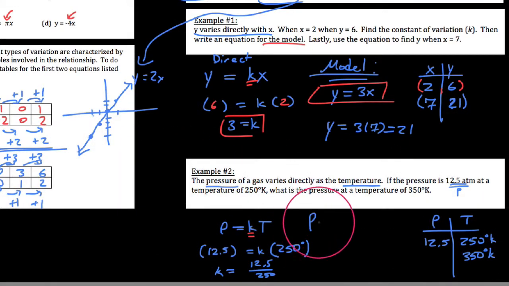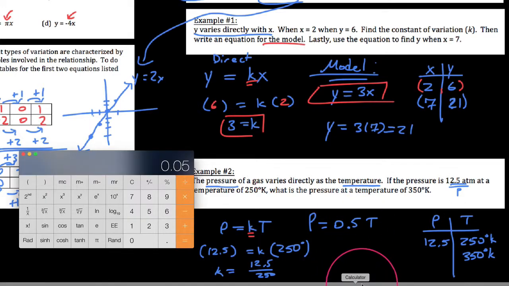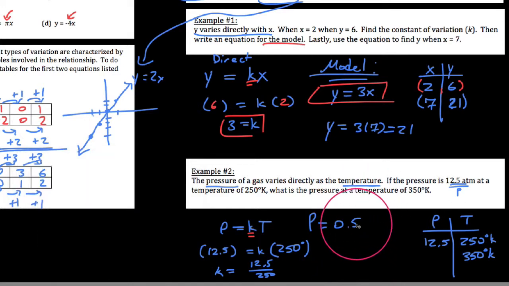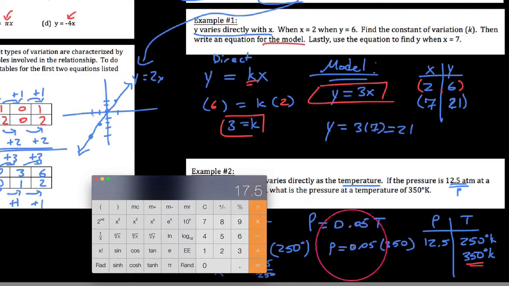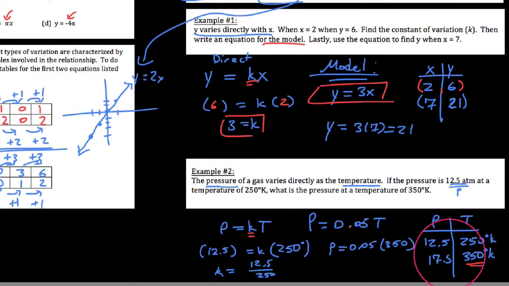So our model here is that the pressure is 0.05 times the temperature. I said 0.5 at first, but we got 0.05, so I need to fix that. Now all we need to do is say, now that I know the temperature is 350, what's the pressure going to be? Pressure would be equal to our constant of variation, 0.05, times the temperature of 350, or 5% of 350. So 0.05 times 350 gives me 17.5. So the pressure would be 17.5 if the temperature is 350, and these things vary directly.